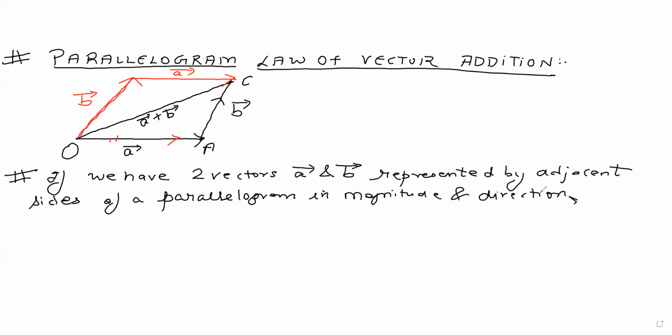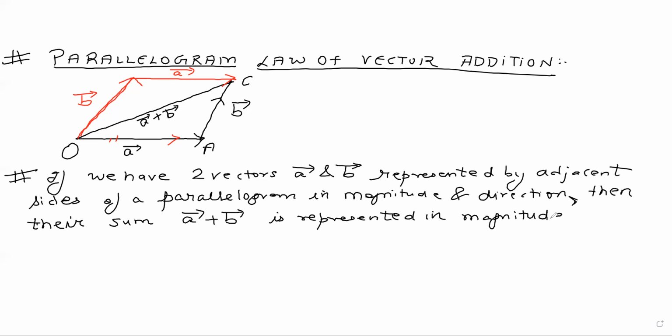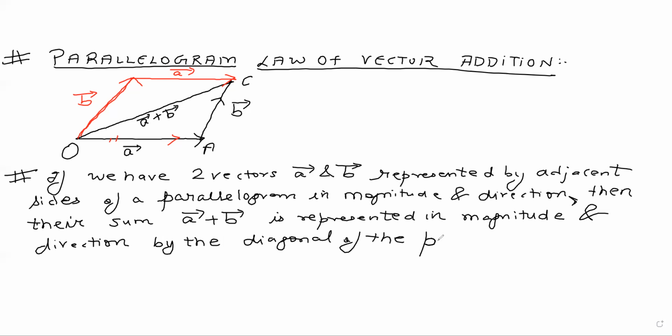As you can see in the figure, guys, two vectors A and B represented by the adjacent sides of a parallelogram in magnitude and direction, then their sum, vector A plus vector B, is represented in magnitude and direction by the diagonal of the parallelogram through their common point.